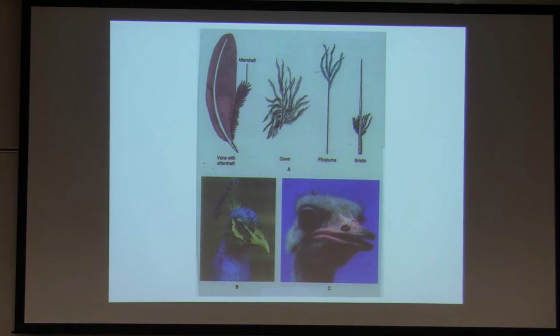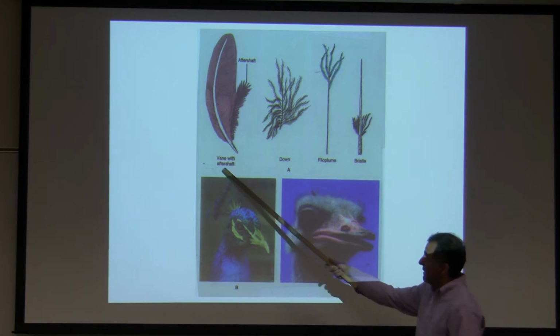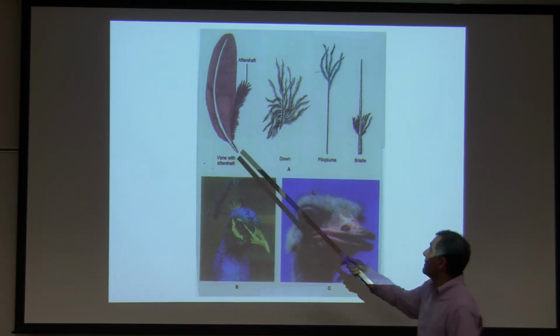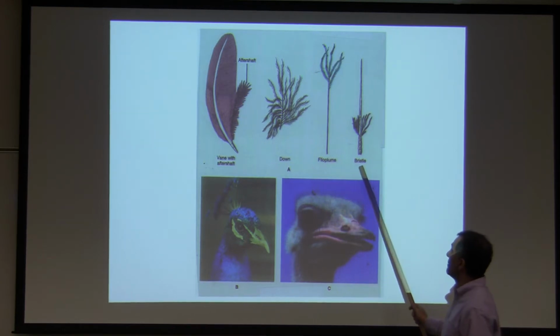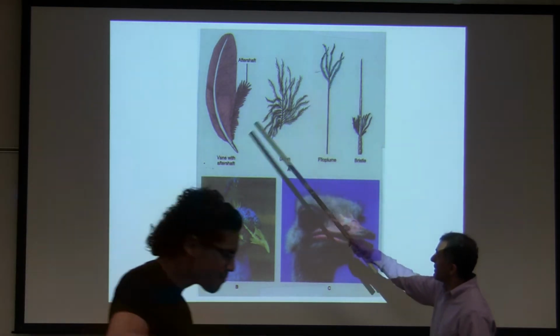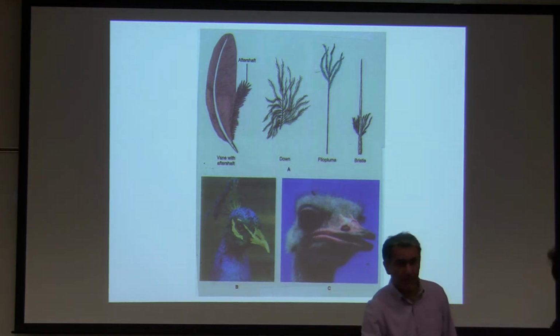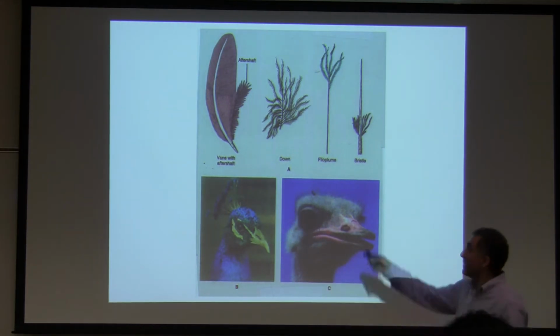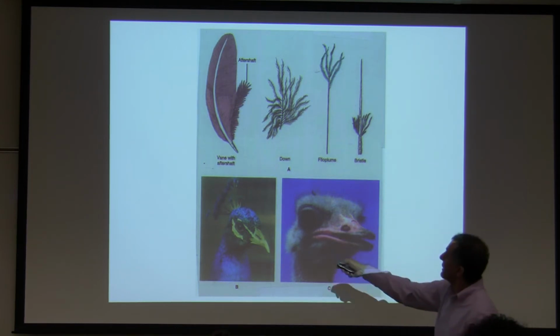Okay, different types of feather. Well, the most common one is the vane feather, V-A-N-E feather. And then we have down, filoplume, and bristle. There are different types of feathers. There are more than this, but the most common type of feather is the vane feather. You've seen it in movies. And in old days, they used to write with it, and so on and so forth.